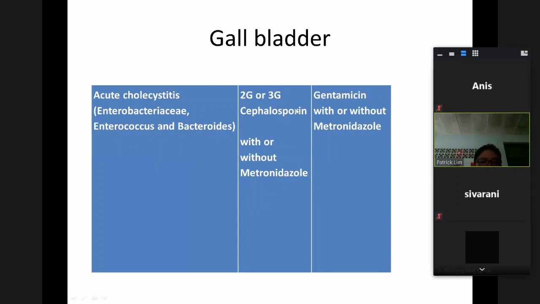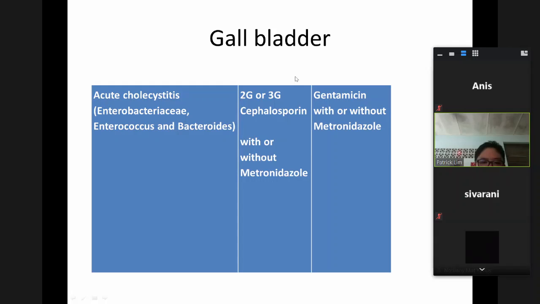If someone has a problem with the gallbladder, known as acute cholecystitis, inflammation of the gallbladder, which can be due to organisms such as Enterobacteriaceae, Enterococcus, and Bacteroides, we give second generation or third generation cephalosporin. Third generation cephalosporin is a broad spectrum antibiotic. Second generation cephalosporin are specific for gram-negative organisms, with or without metronidazole.